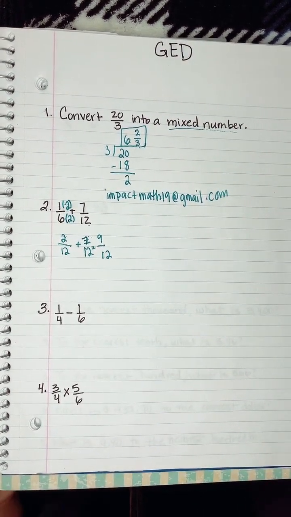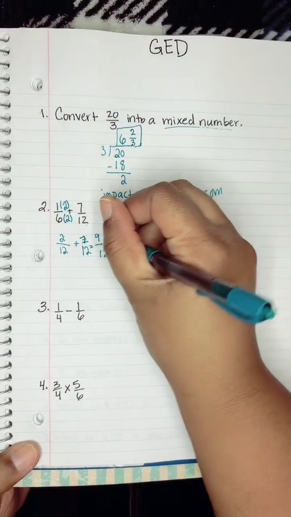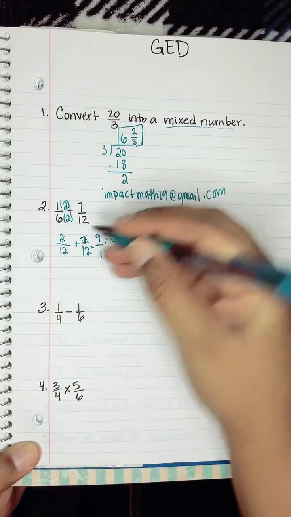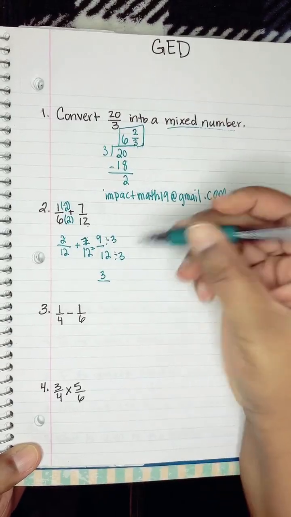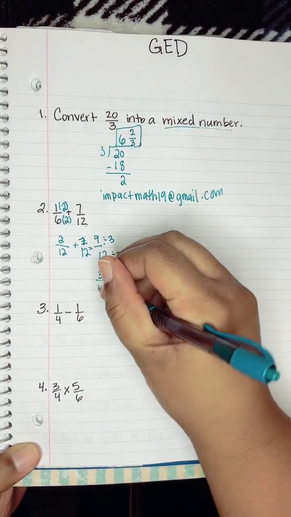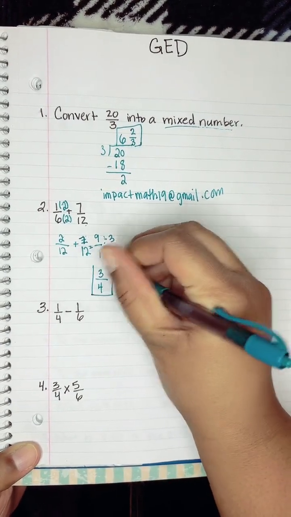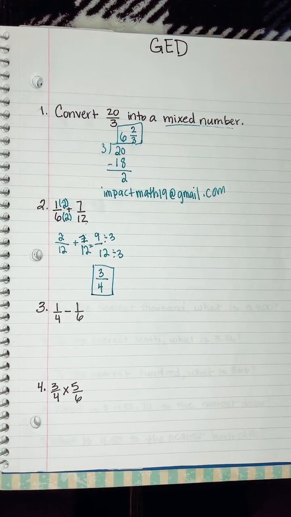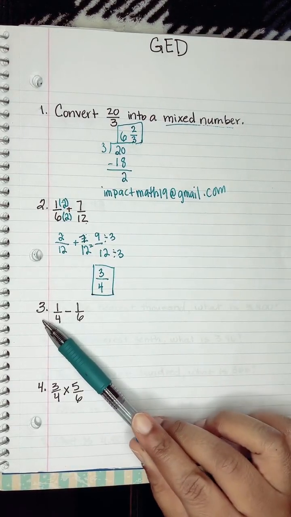I'm getting 3 yes by 3. Victoria, yes, let's go. So we can divide out 3 top and bottom. 9 divided by 3 gets us a 3, and 12 divided by 3 gets us a 4. And that is our simplified answer. Beautiful.